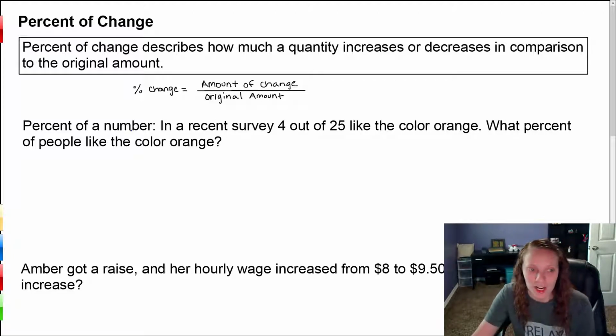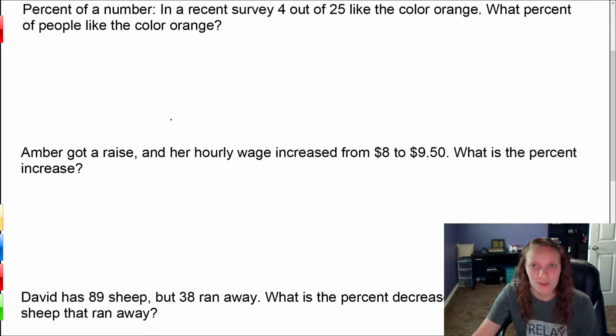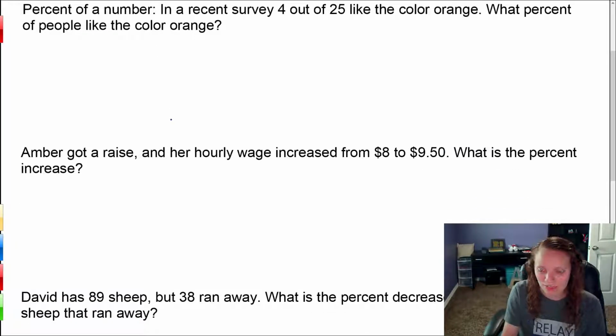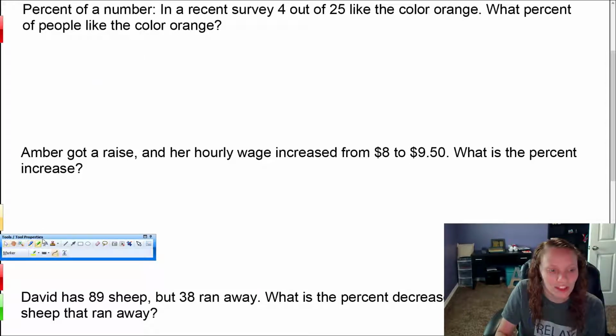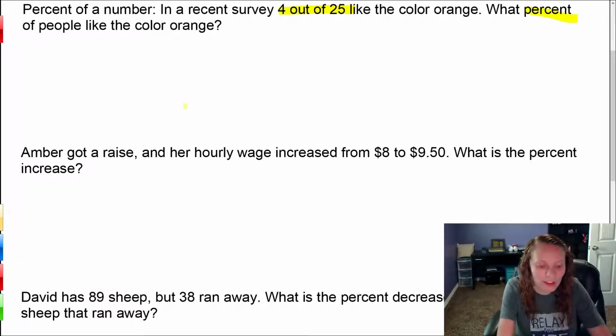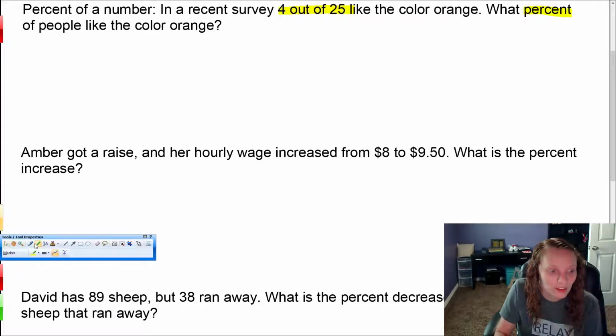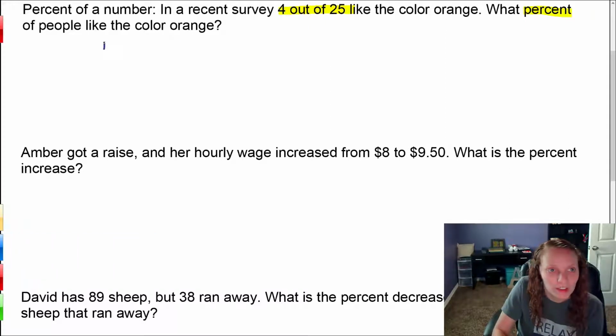Let's first just practice finding percent of a number. In a recent survey, 4 out of 25 people like the color orange. What percent of people like the color orange? So 4 out of 25, and we're looking for a percent. We're going to start with making our fraction. Okay, so 4 will go in the numerator and 25 in the denominator.